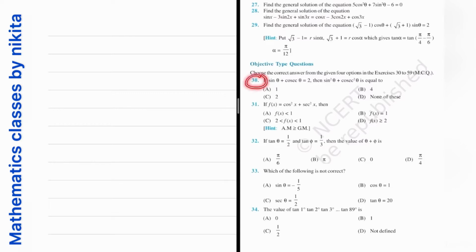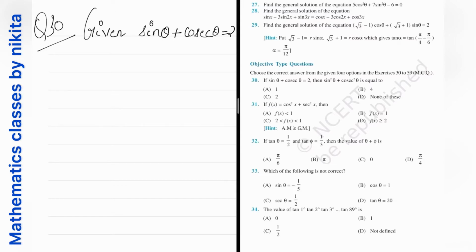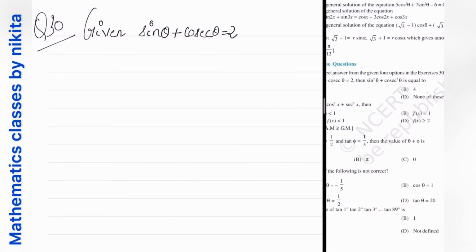Question number 30 says that if sine theta plus cosecant theta is equal to 2, then sine square theta plus cosecant square theta is equal to. So 4 options are given. You have to find the value. You have to check whether the value is 1, 4, 2 or none of these. So let's solve and find the value. Question number 30. Given is that sine theta plus cosecant theta is equal to 2. Okay, so let's find the value of sine square theta plus cosecant square theta.